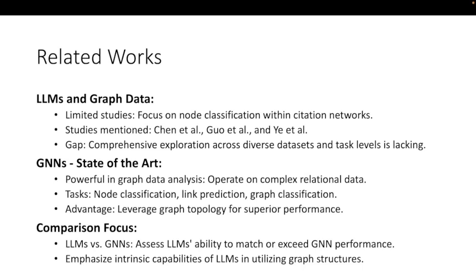Additionally, we'll look at the advancements in graph neural networks, or GNNs. GNNs have been developed as a specialized approach for graph analysis, excelling in tasks by leveraging the connectivity and topological structures of graphs. They represent a standard against which we aim to compare the performance of LLMs, particularly in tasks like node classification, link prediction, and graph classification, where GNNs currently set the benchmark.